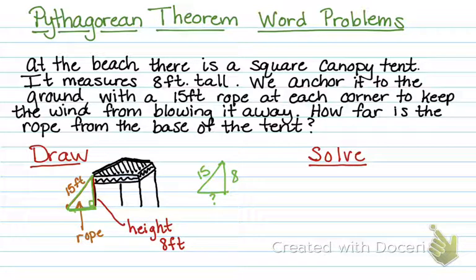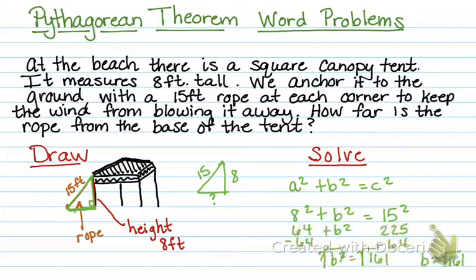So we're going to use our Pythagorean theorem. We know that a squared plus b squared equals c squared, and we're going to use 8 for the height, so 8 squared. We don't know the base, and we know the hypotenuse here. Then you can use your calculator, work it out, and let's solve for b. So when you solve it, you'll get b is approximately the square root of 161. It's not a perfect square, so we can just leave it like that.